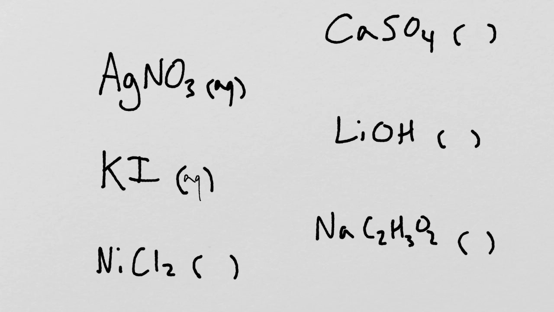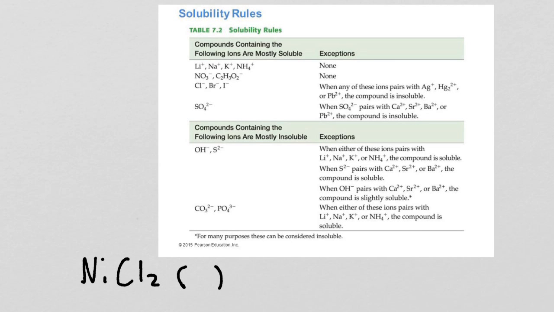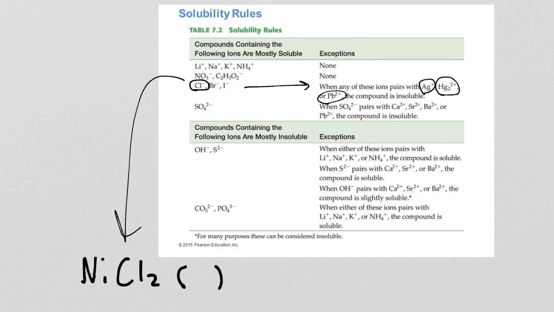Let's look at nickel 2 chloride. Now you might remember from last time that if it has chloride in it, it's normally soluble, and this has chloride in it. Is chlorine paired with one of the exceptions? The exceptions being silver, mercury, or lead? No, it's paired with nickel. So that's all the information we need. This is going to be aqueous. If even one of these ions is soluble, then the whole thing will be soluble.